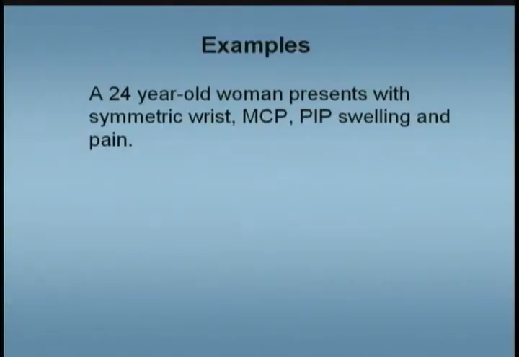A 24-year-old woman presents with symmetric wrist, MCP, PIP swelling, and pain. So they told you the wrists on both sides are involved, all the MCPs on both sides are involved, the PIPs on both sides are involved. So she has what is called polyarticular symmetric involvement. So what's your differential? Well, right away, there's only three things, right? Rheumatoid arthritis, lupus, right? And then we talked about the viral syndrome.